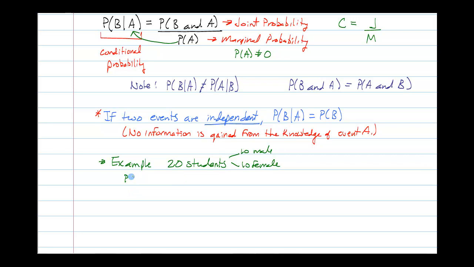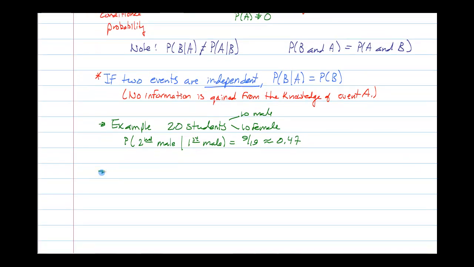So the probability that the second selection was male given the first was male, that was our 9 out of 19, which was approximately equal to 0.47. So this is our shorthand notation of this.